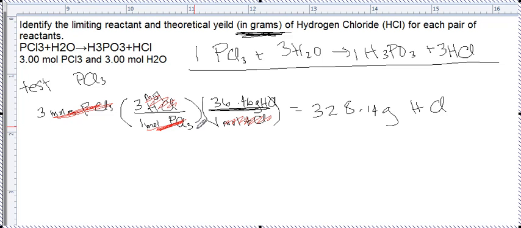If we had excessive amounts of water, if we did not care how much water we put in, we just put in more than enough, we could only make 328 grams of hydrochloric acid. Does that make sense? Okay, good. I'm going to stop the Jing. I'm going to do it for hydrogen or for water as well.